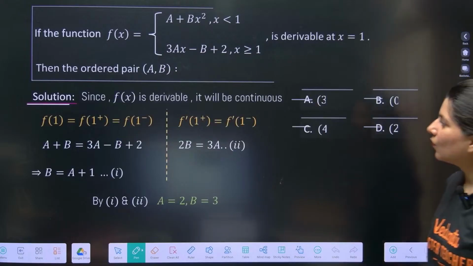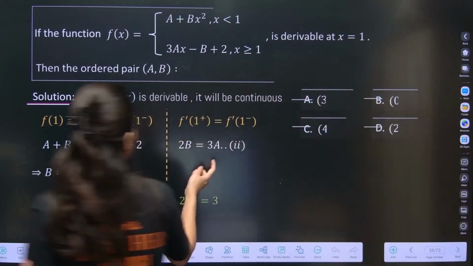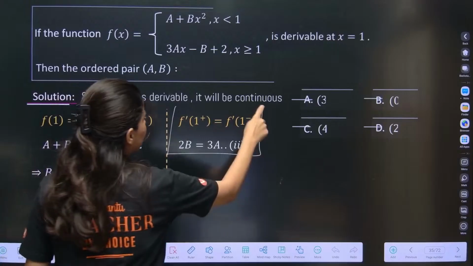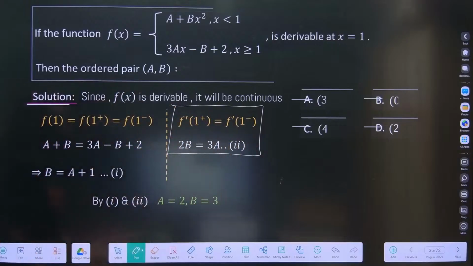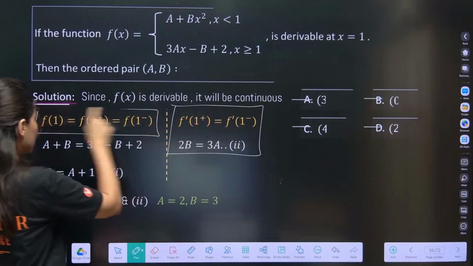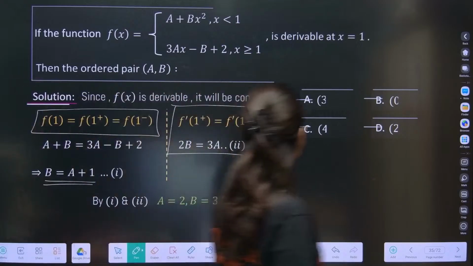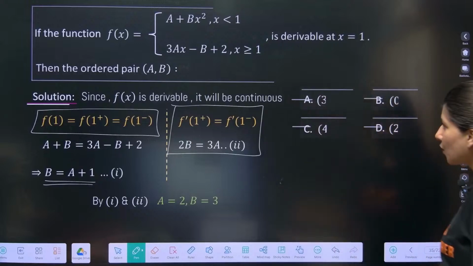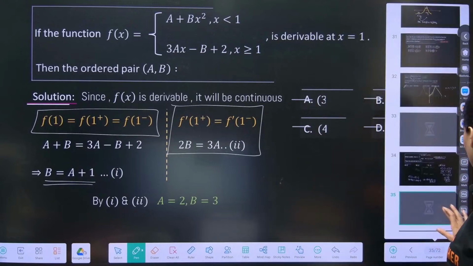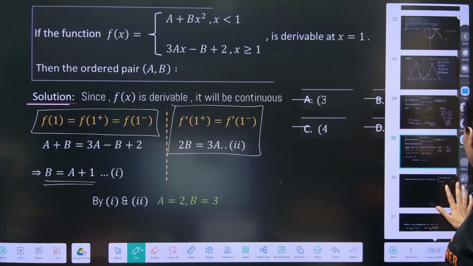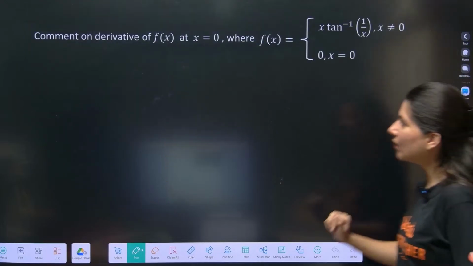See what we did. f(x) is differentiable, so we realize that 2b is equal to 3a. And if f(x) is continuous, the condition of continuity says this. Now if you solve these two equations, a is equal to 2, b is equal to 3. So 2 comma 3 will be absolutely right. Okay. Clear? Now one more question.